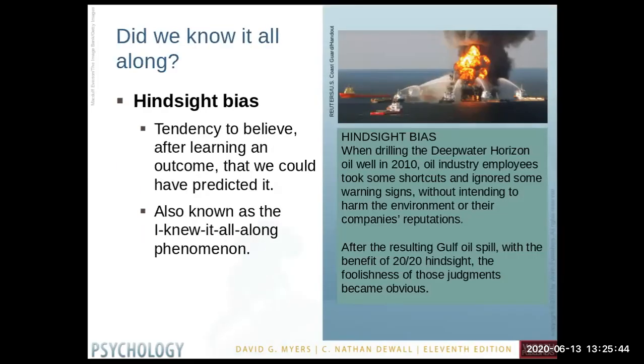Hindsight bias asks the question, did we know it all along? Because hindsight bias is also known as the I knew it all along phenomenon. The definition of the hindsight bias is the tendency to believe, after we've already learned the outcome, that we could have predicted it, that we knew it all along.